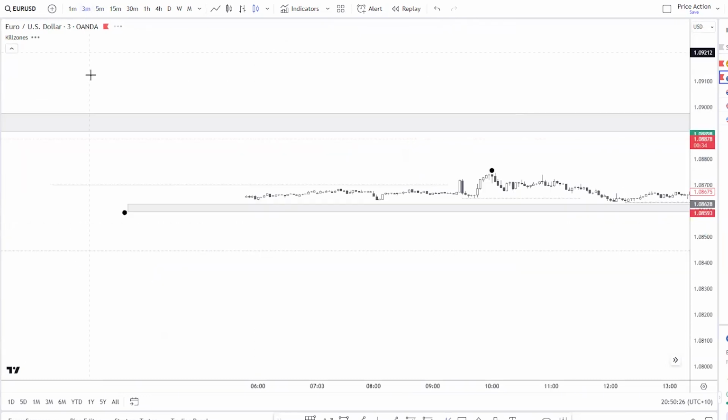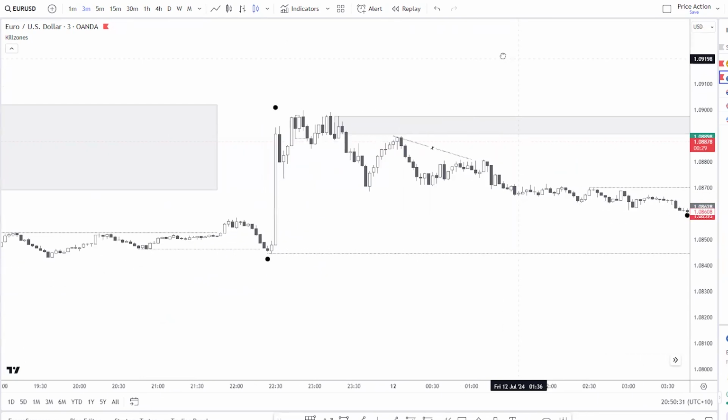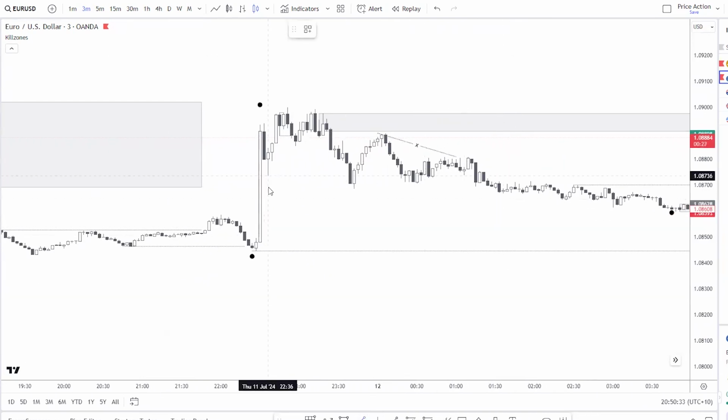Then I went to my M3. On M3, you can see that now we have a QM here. All right.